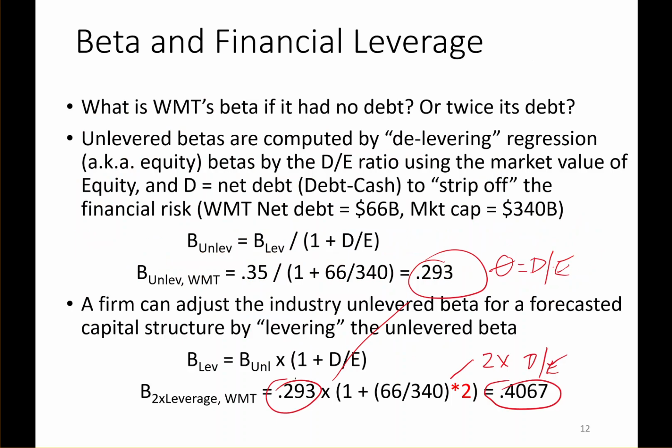Now I wanted to talk a little bit about beta and leverage. So let's just do a what-if analysis, then we'll use that in a minute. What would Walmart's beta be if it had no debt, or twice its debt, or twice its debt-to-equity ratio? So when we talk about what the beta would be if it had no debt, we're going to use the concept of unlevered beta. What would Walmart's beta be if it had no debt?